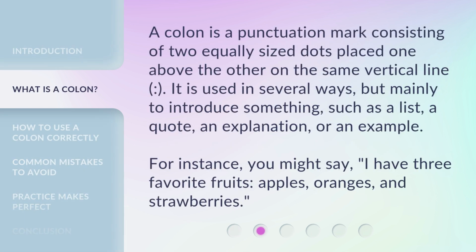A colon is a punctuation mark consisting of two equally sized dots placed one above the other on the same vertical line, like in a smiley face. It is used in several ways, but mainly to introduce something, such as a list, a quote, an explanation, or an example. For instance, you might say, I have 3 favorite fruits: apples, oranges, and strawberries.